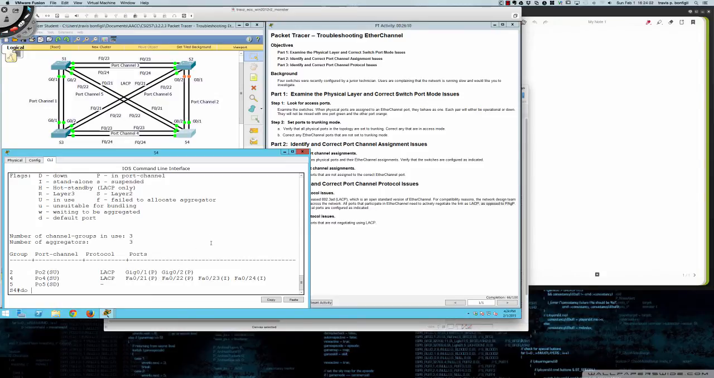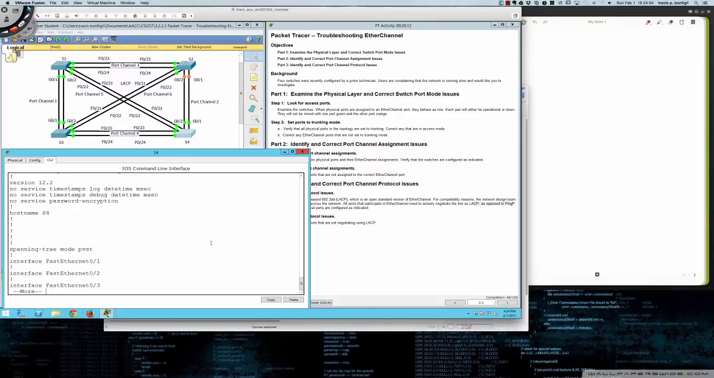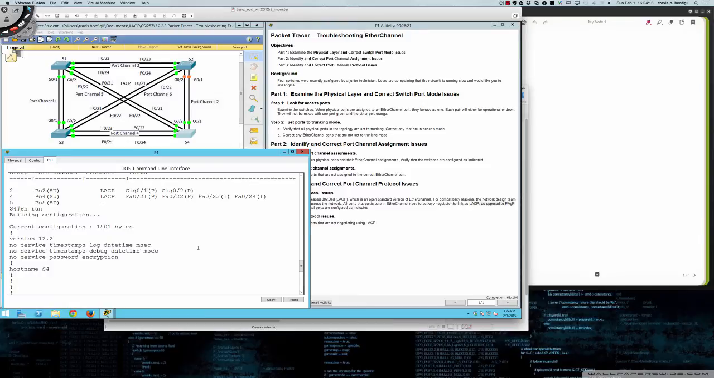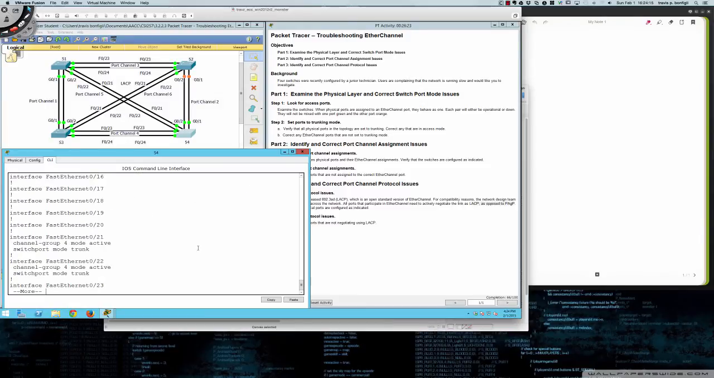So let's do a show run. And if we take a look at 21 and 22, the ports, make sure I keep these numbers straight here, what does it say? Are they in channel group 5? They're not. They're in channel group 4.